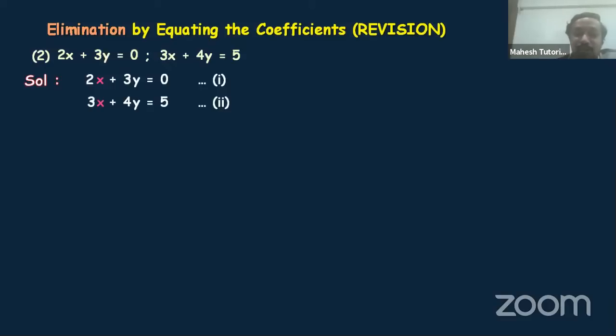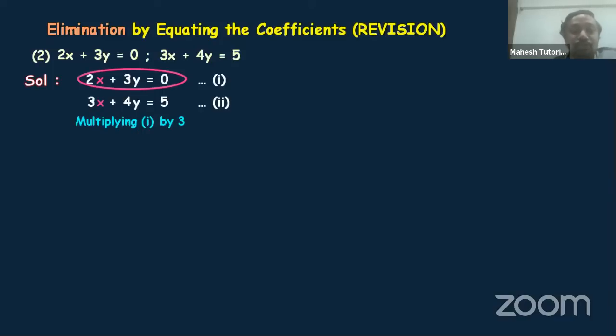6. So what we'll do is, in equation 1 also we will make the number of x 6, and in equation 2 also we will make the number of x 6. Now how to do that? Now tell me students, 2 times what will give me 6? 3s are perfect. So what I'll do is I will multiply entire equation 1 by 3.